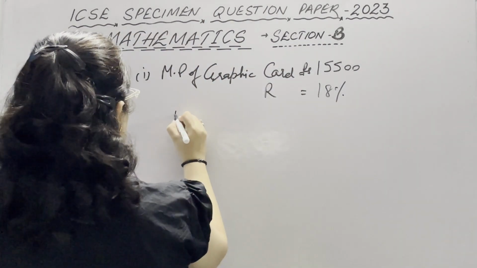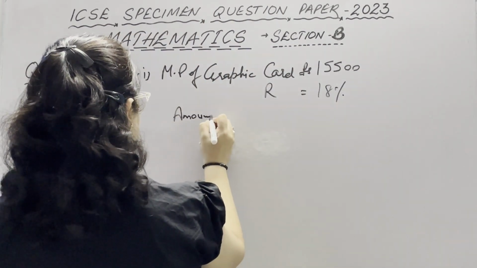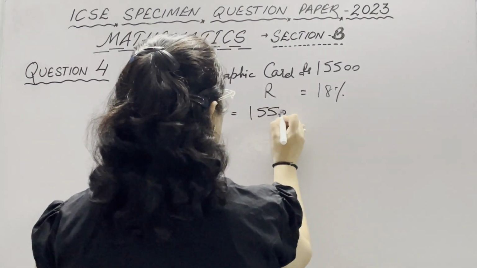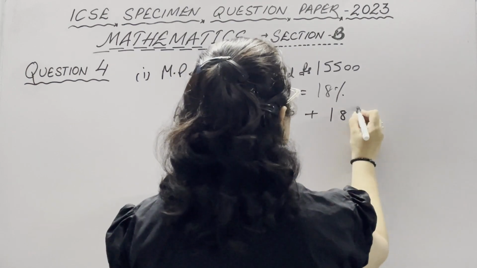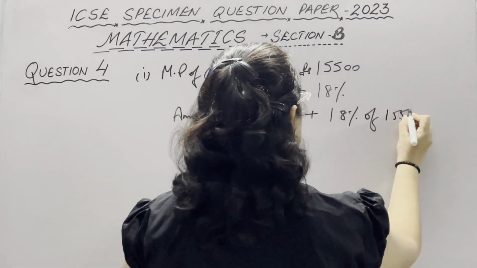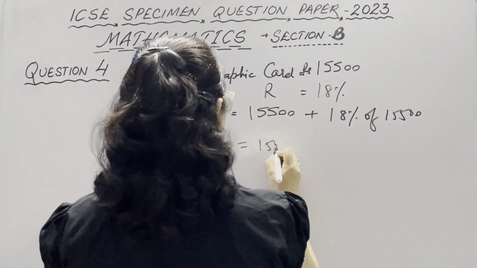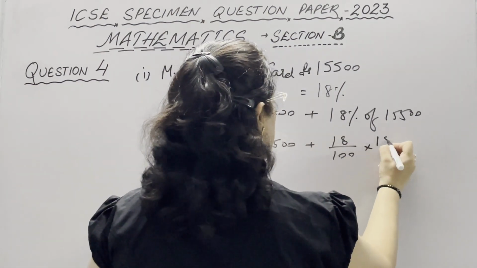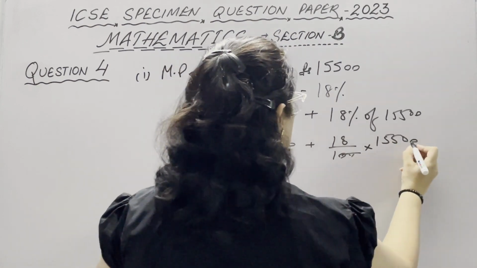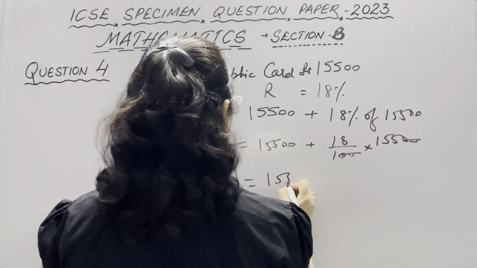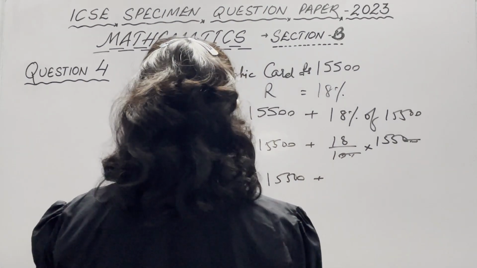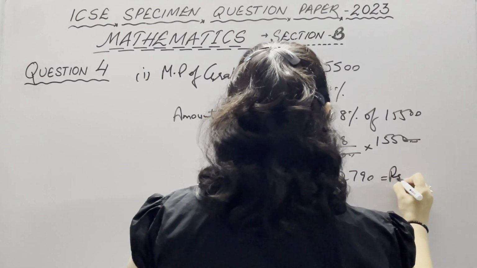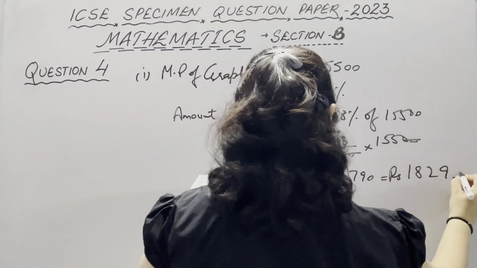So the amount paid is 15,500 plus 18% of 15,500. So 15,500 plus 18 of means multiply. Now 15,500 plus 18 into 155 is 2790. So our amount comes out to be rupees 18,290.